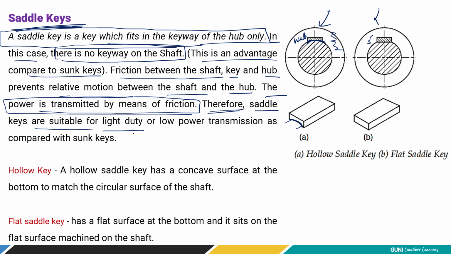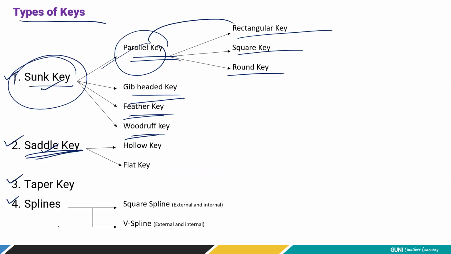Just simple to understand. Because it is working on friction, you cannot apply a very high power, right? So it is limited to low power transmitting applications, compared to the sunk key. Now, hollow key and flat saddle key. These are the two types of saddle key.